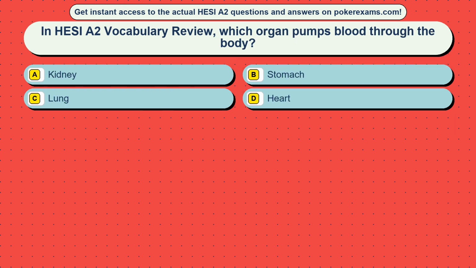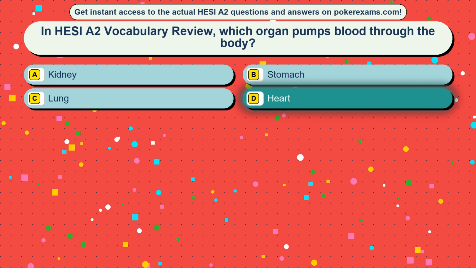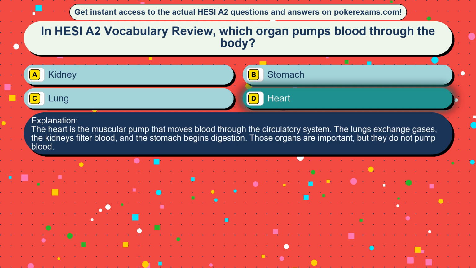Question 23. In HESI A2 Vocabulary Review, which organ pumps blood through the body? Option A, kidney, option B, stomach, option C, lung, option D, heart. The correct answer is option D, heart. The heart is the muscular pump that moves blood through the circulatory system. The lungs exchange gases, the kidneys filter blood, and the stomach begins digestion. Those organs are important, but they do not pump blood.